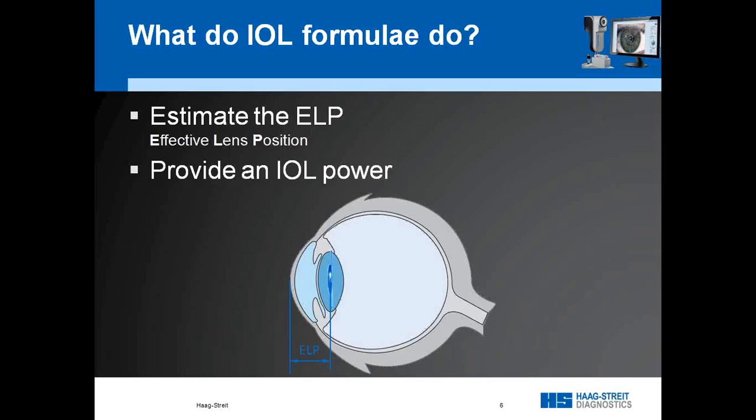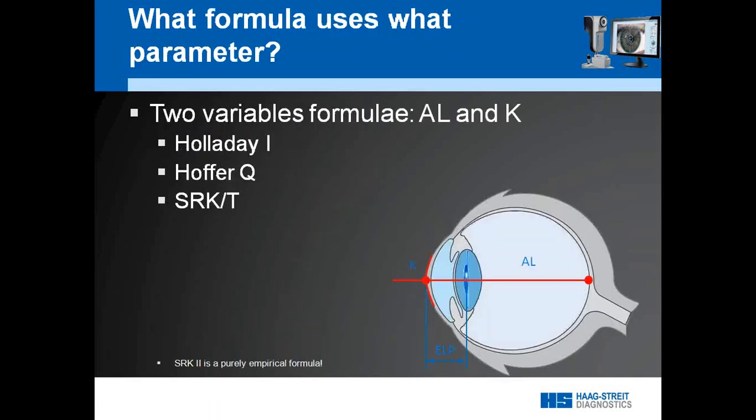So it's all about the effective lens position. Let's have a look how different IOL calculation formulae calculate the ELP. First of all, we have the standard two-variable formulae like Holladay 1, Hoffer Q, and SRK/T. They're still in widespread use, but they have some limitations. So the effective lens position, which is actually a virtual position, it's nothing you can measure. It's the principal plane of the IOL, and is calculated with these three formulae based on axial length and K readings.